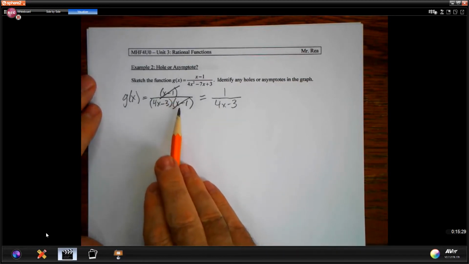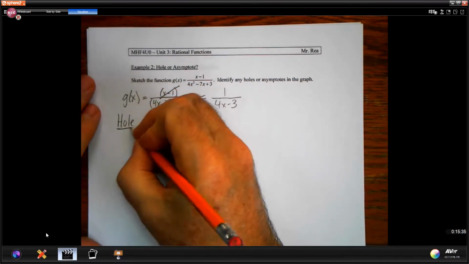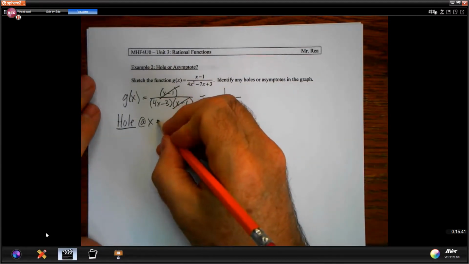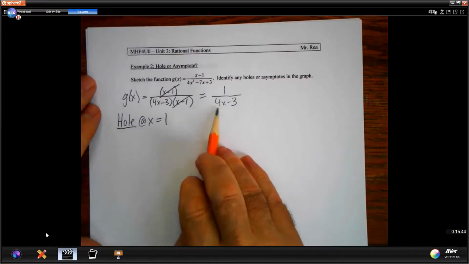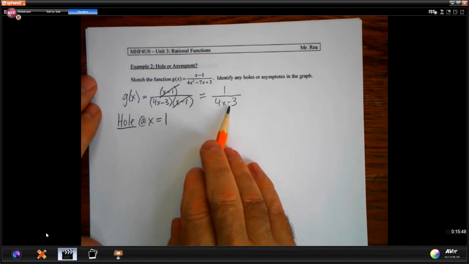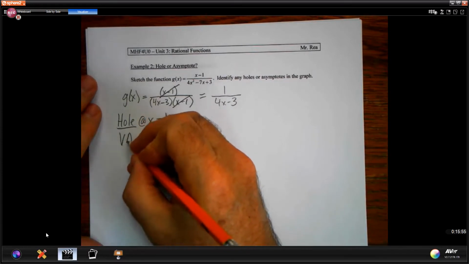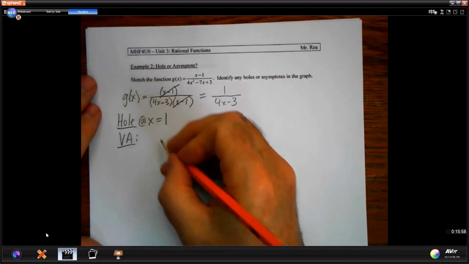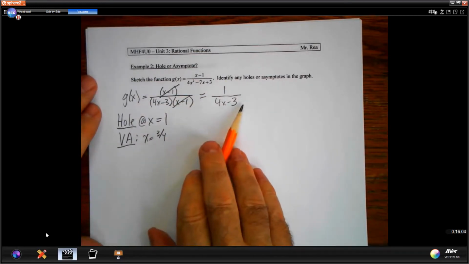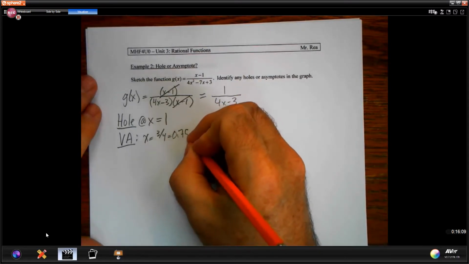So the first thing I can definitely say is there is a hole because I canceled those factors. So I have a hole at, if I set x minus 1 equals 0, so x is 1. So there's my hole. Now I still have a factor on the bottom, so that could cause the denominator to be 0, 4x minus 3 equals 0, so I have a vertical asymptote at x equals 3/4. If I set that equal to 0, I get x is 3/4. I could also put 0.75 because it's exact.